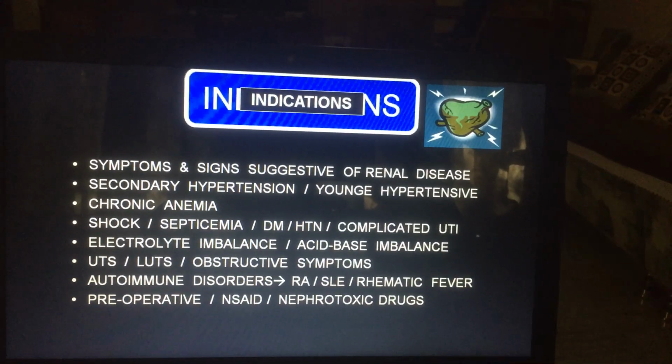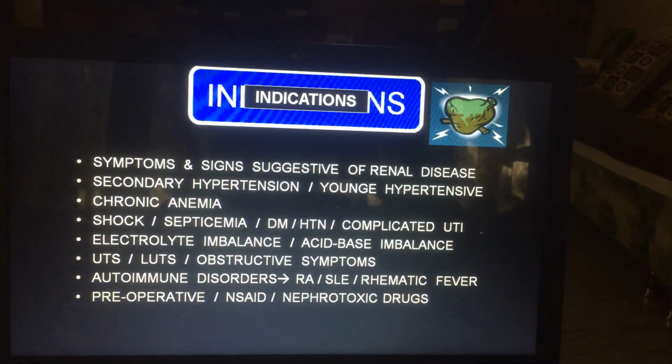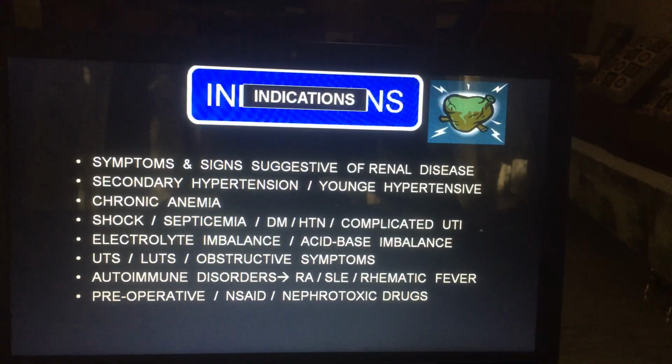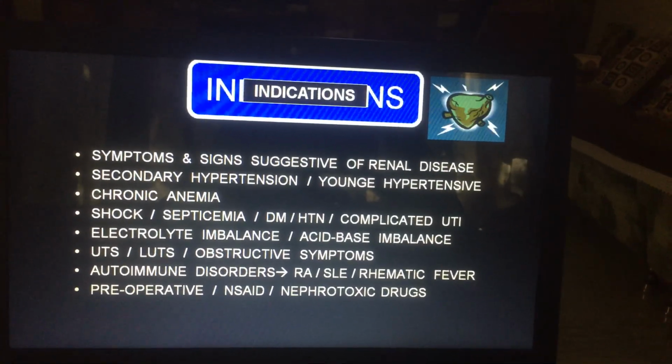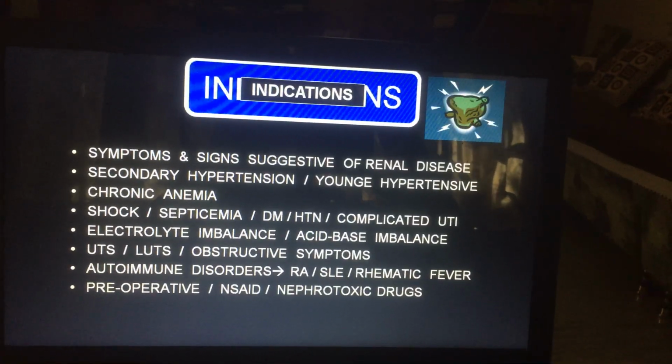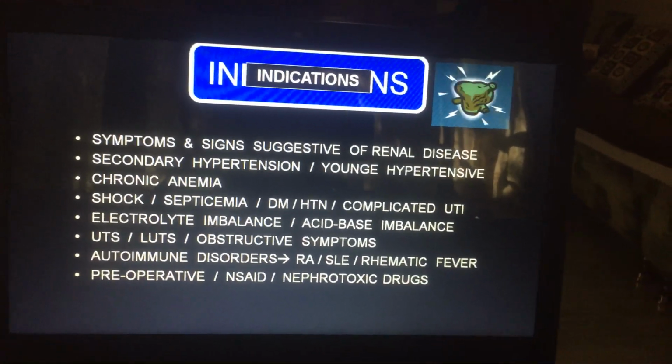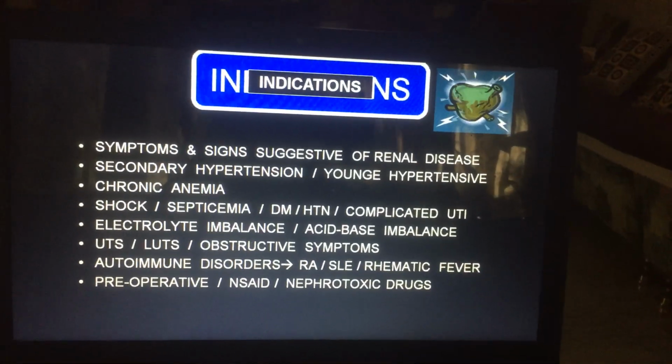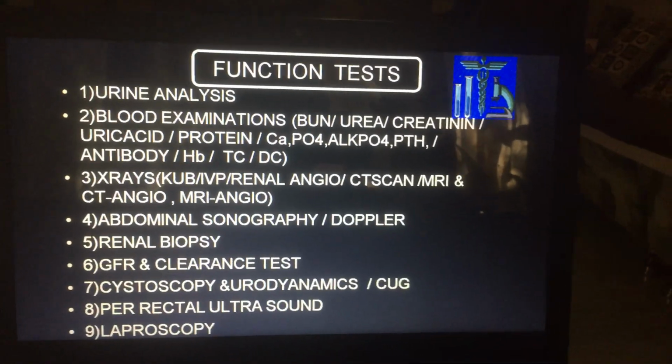or lower urinary tract or obstructive symptoms, person with an autoimmune disease like RA, SLE, rheumatic fever, preoperative person who is on a NSAID or nephrotoxic drugs which can produce a renal damage. In that also we do renal functions.